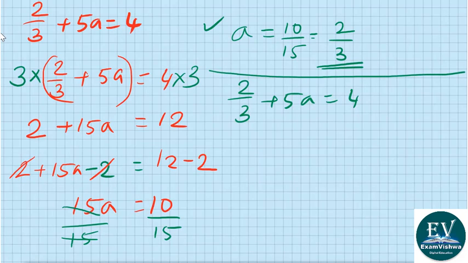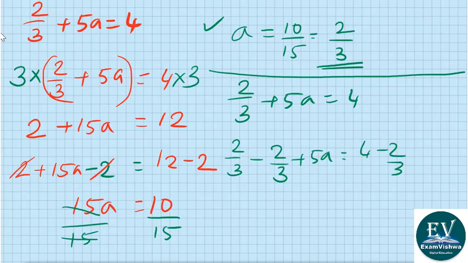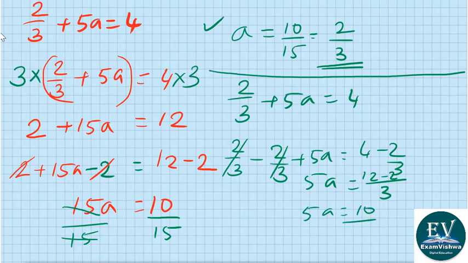दूसरे मेथड में जरा. So what I will do, 2 upon 3 minus 2 upon 3 plus 5a, here also 4 minus 2 upon 3. So this will get cancelled. You will have 5a is equal to 4 minus 2 upon 3. 3 will be the LCM. Here it will be 12 minus 2. That means 5a is equal to 10 upon 3. a is equal to, we will divide it with 5 on both sides.